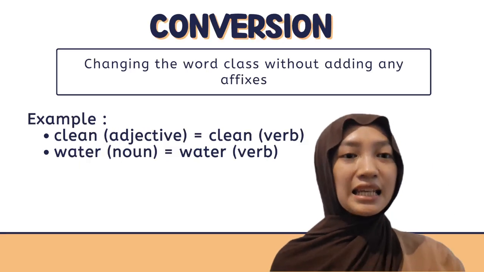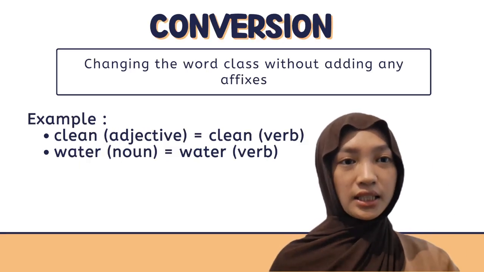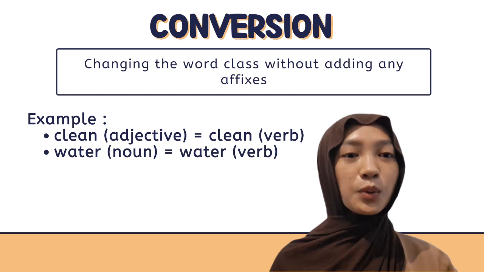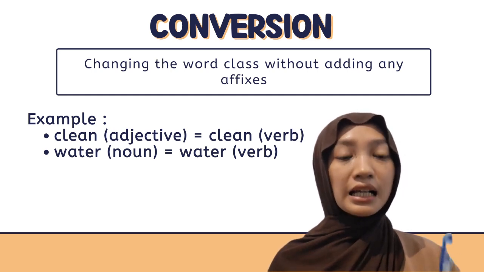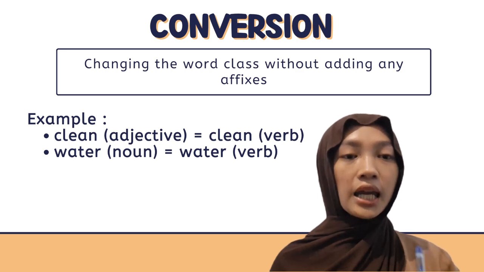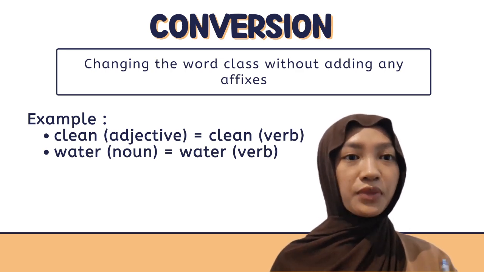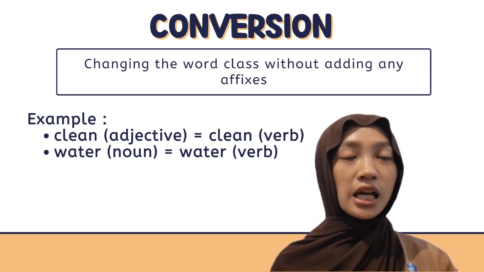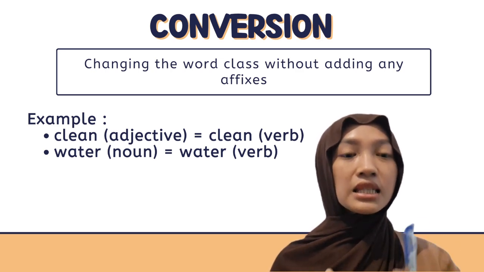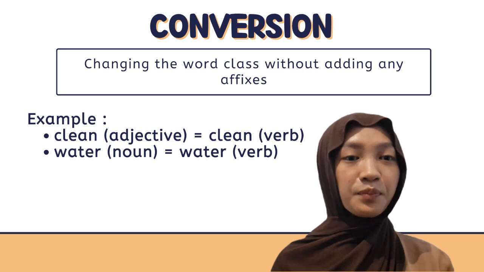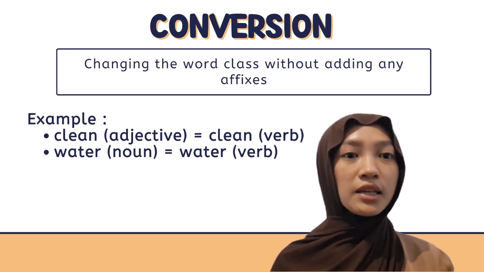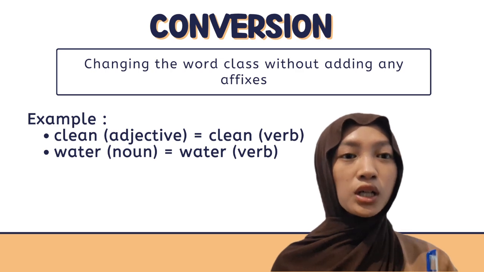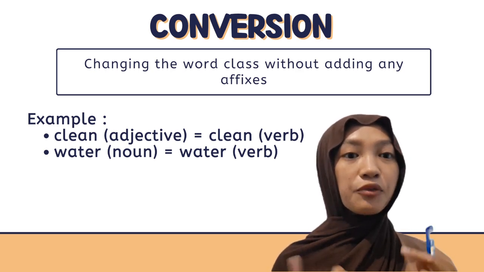Okay guys, the next one is conversion. Conversion is changing the word class without adding any affixes. For example, clean as an adjective can be clean as a verb. I will give you an example. My room was clean. The word clean is an adjective describing my room. But as a verb, I need to clean my room. So the word clean is a verb.